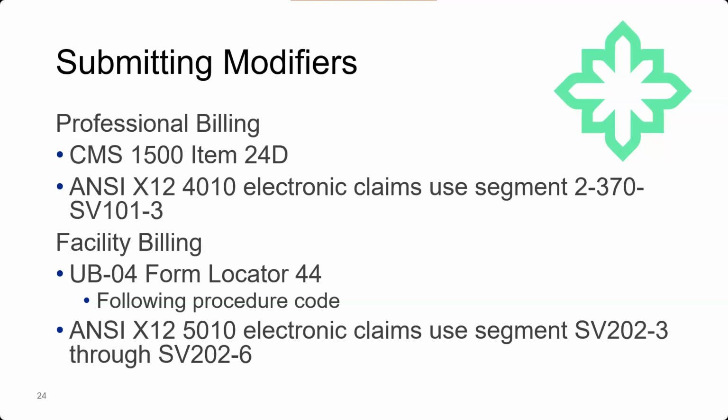On a UB04, please remember that it does go in field locator 44, and it follows directly the procedure code. Someone asked, is there a separate box on the UB04? And there is not that I know of. As far as I know, it's still just the procedure code with that information right there following. Alina, do you have any other information on that? No, you're correct. It follows right after the code for the service or the procedure that you're doing.